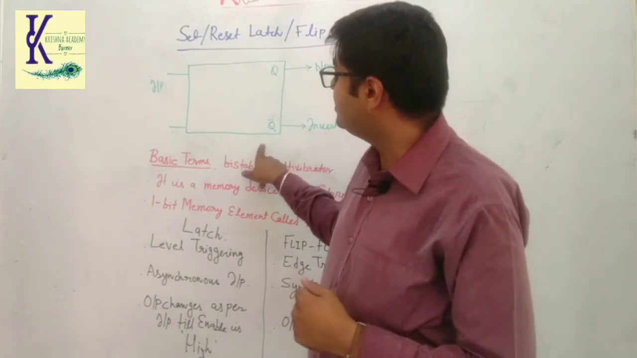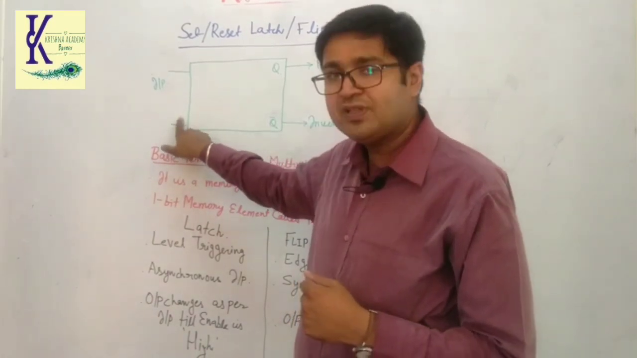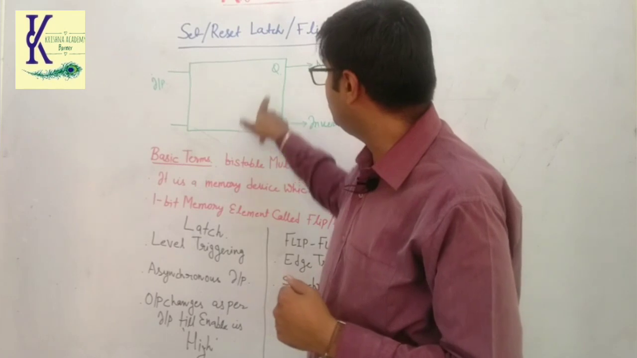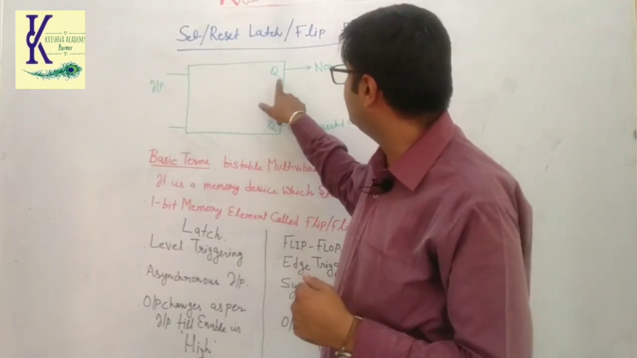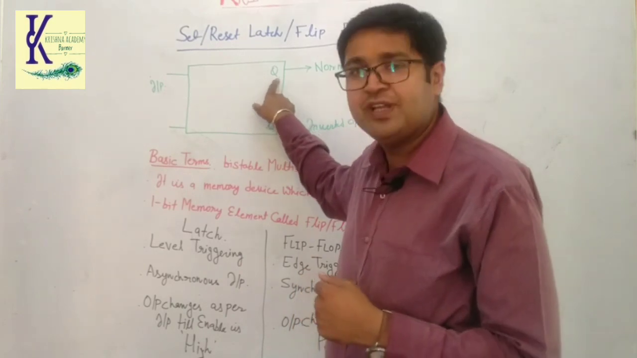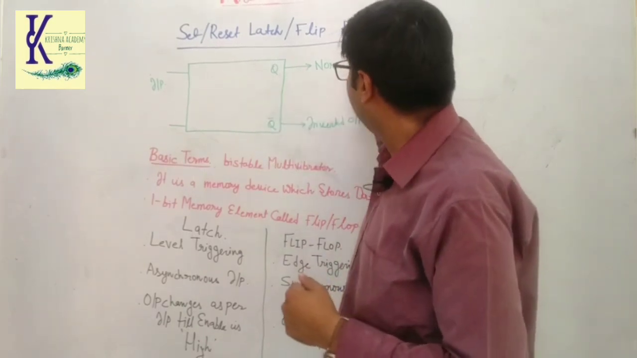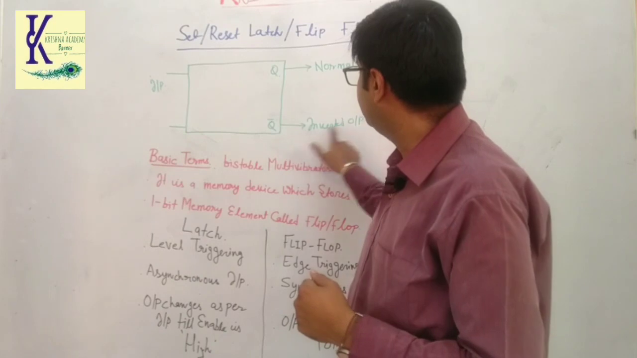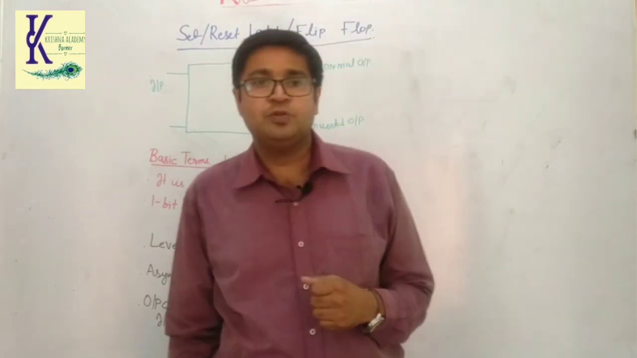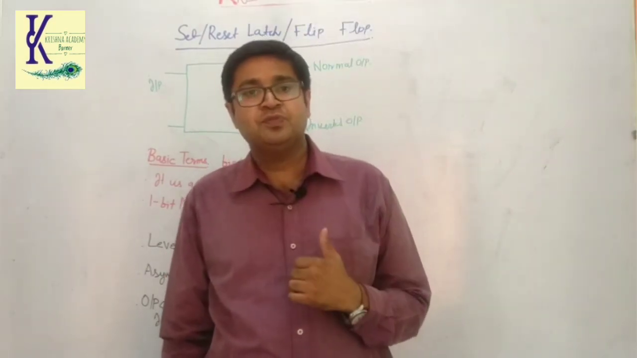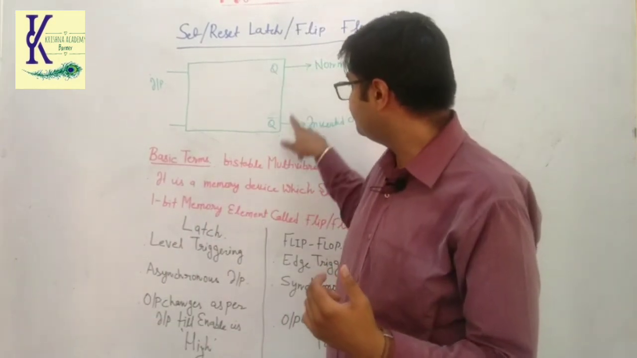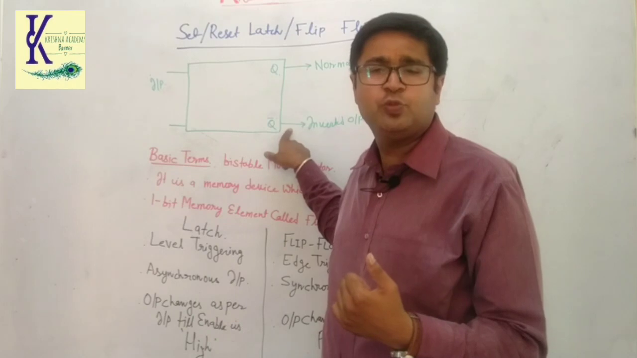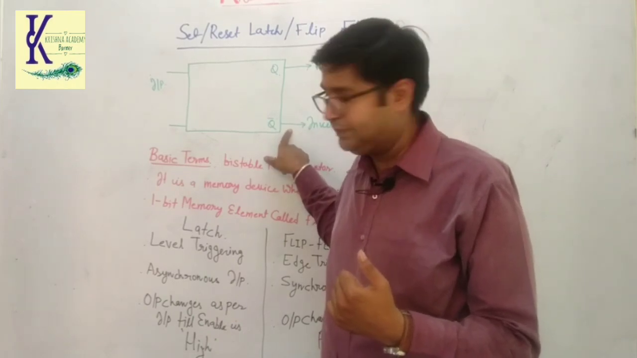As you can see, there are two inputs available to us and two outputs available to us. The first output is the normal output, and the second output is the inverted output, Q and Q bar. So whatever output you are providing over there, the inverted output will be provided at the other.